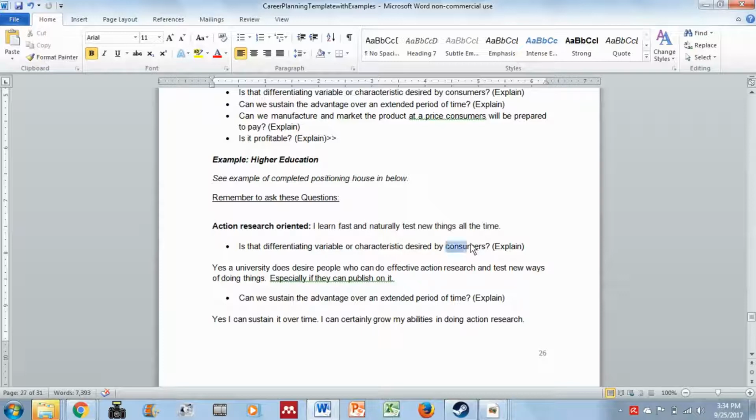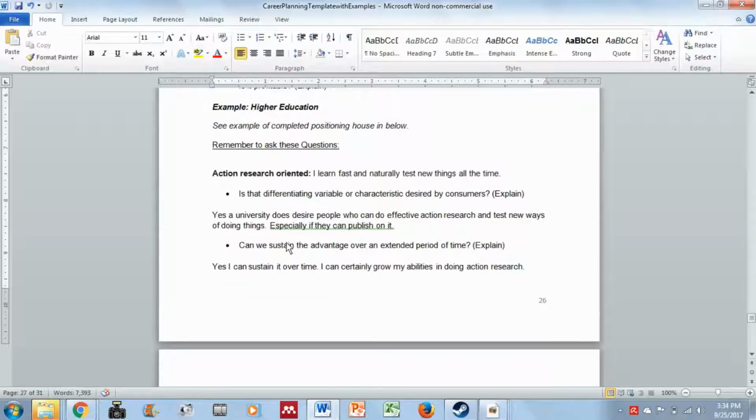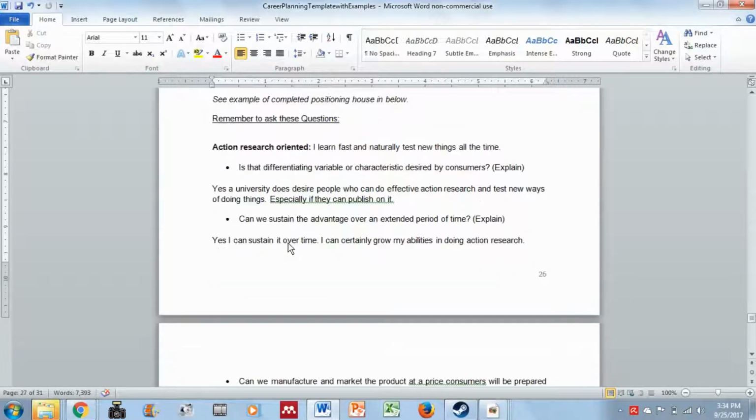And those would be institutions. Yes, the university does desire people who can do effective action research and test new ways of doing things, especially if they can publish on it. Then I say, can you sustain that advantage over an extended period of time? Yes, I can sustain it over time. I can certainly grow my abilities in doing action research.